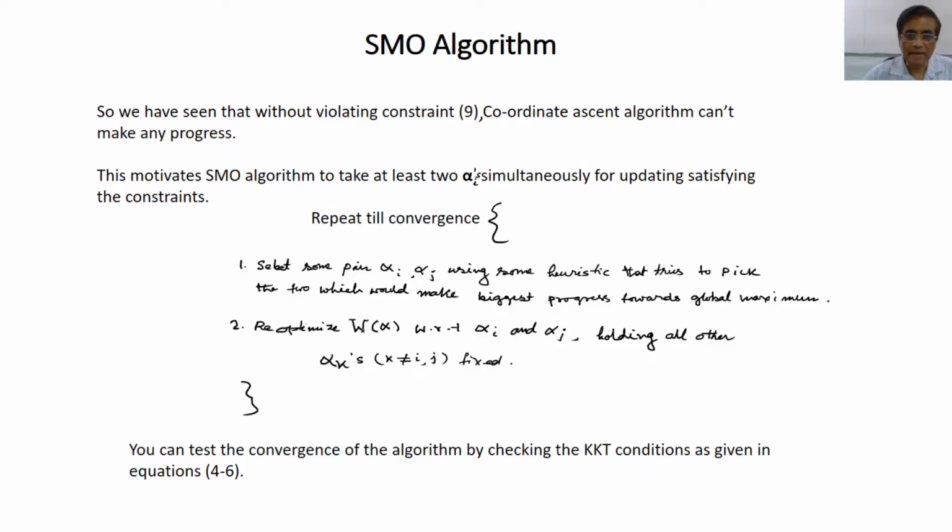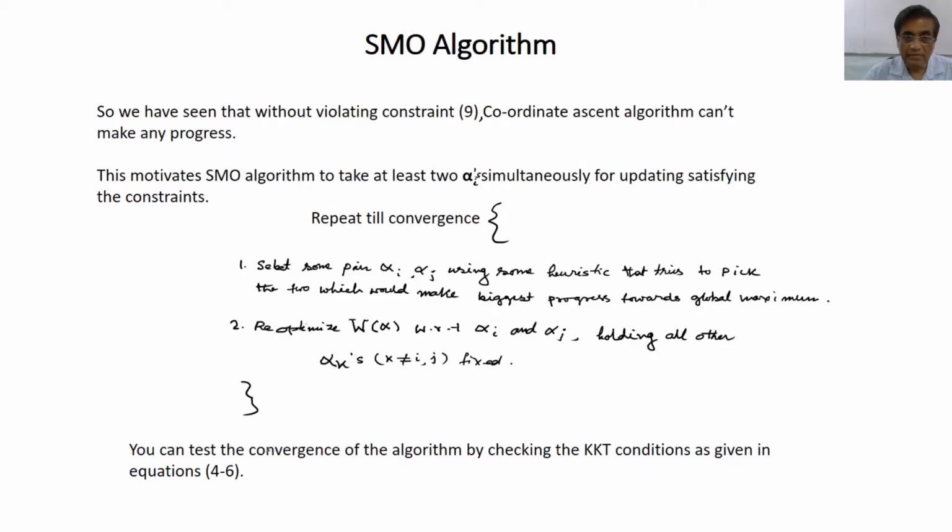And then reoptimize W, which is a function of alpha, with respect to alpha i and alpha j, holding all other alpha k's, k not equal to i and j, fixed. That is very simple, exactly similar to what you have seen in the coordinate ascent algorithm. The only difference is that here there are two parameters taken at a time for changing.